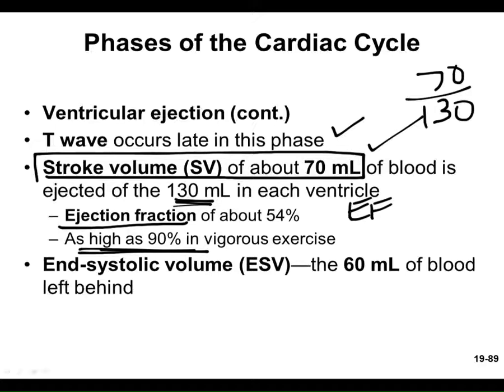Lastly, after you have pushed the blood out, what's left in the ventricle is now called the ESV, the end systolic volume, the volume at the end of the contraction. And this is going to be 60 mils. So these numbers all make sense, right? You start with 130, you squeezed out 70, that's the stroke volume, and you left 60 behind. That's called the ESV.